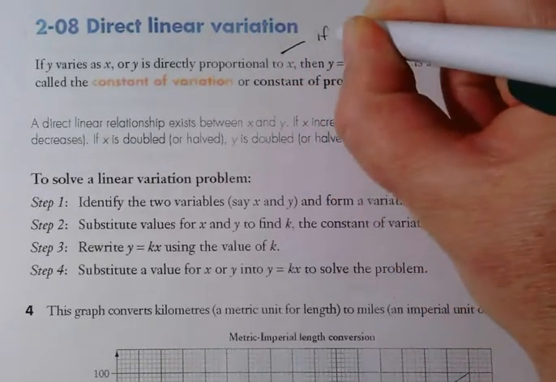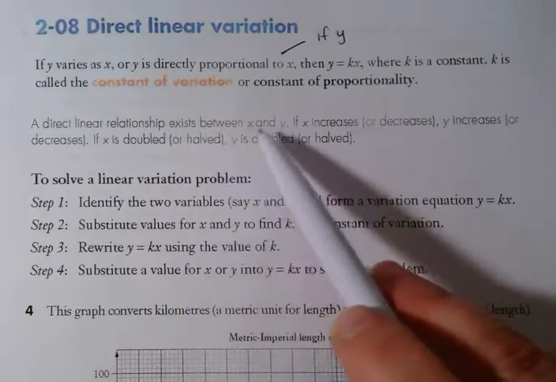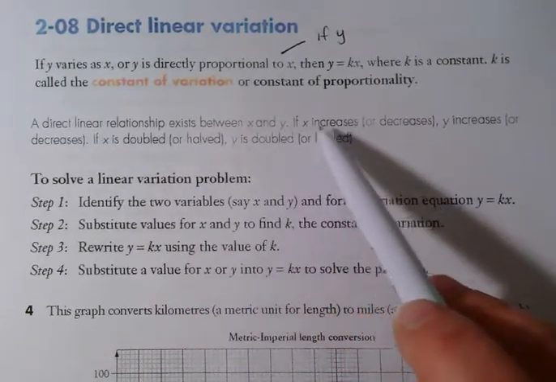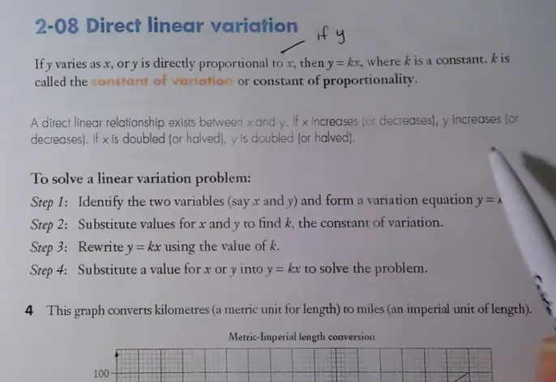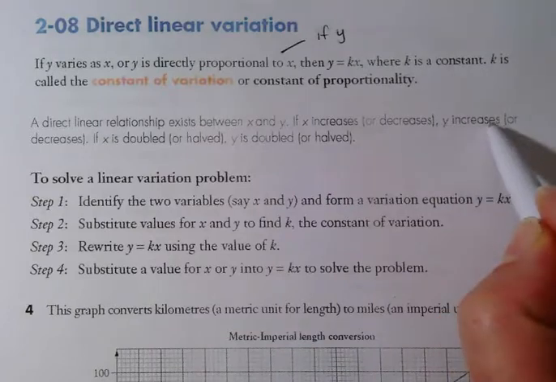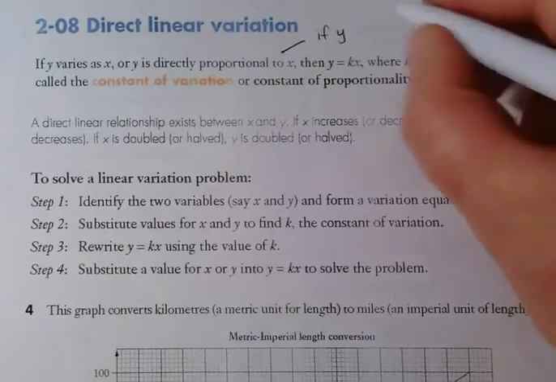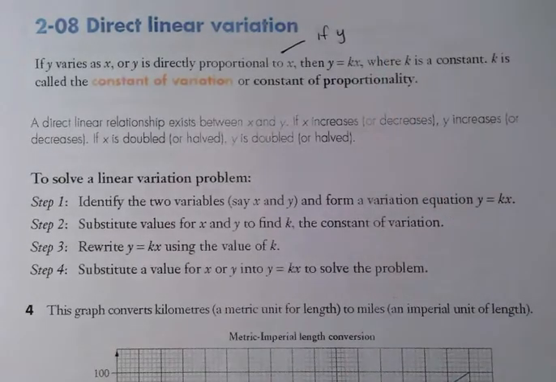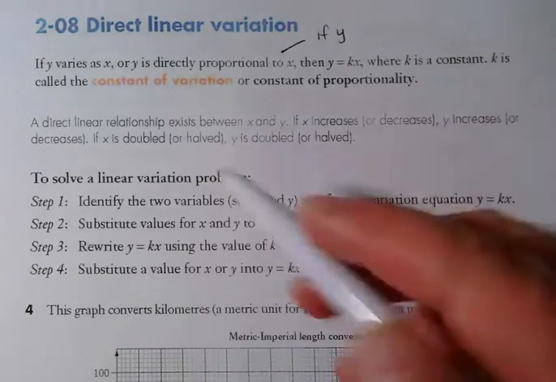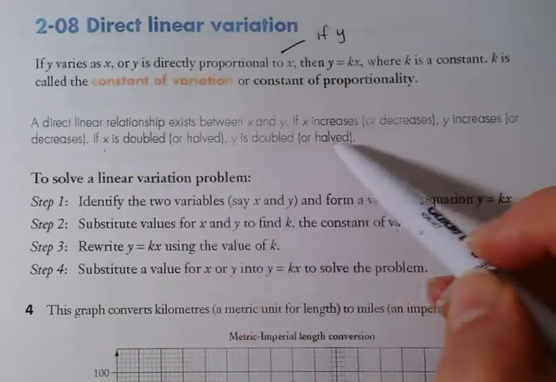That means, actually it says it here, a direct linear relationship exists between x and y if x increases, y increases, or if x decreases, y also decreases. So if x goes up, y goes up, or if x goes down, y goes down. So they're called directly proportional. For example, if x is doubled, y is doubled, or if x is halved, y is halved.